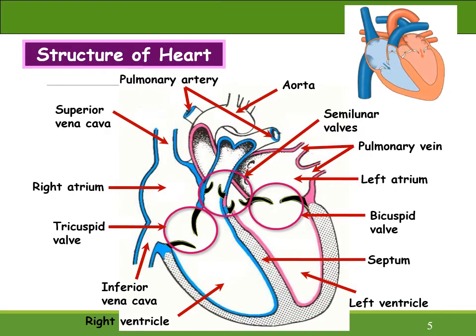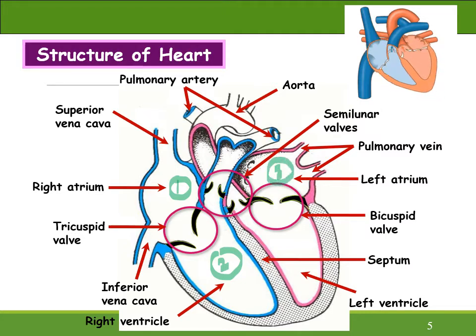The cavity of the heart is divided into 4 chambers. The first chamber is the right atrium. Then the second chamber is the right ventricle. The third chamber is the left atrium, and the fourth chamber is the left ventricle. So there are 4 chambers in the cavity of the heart.